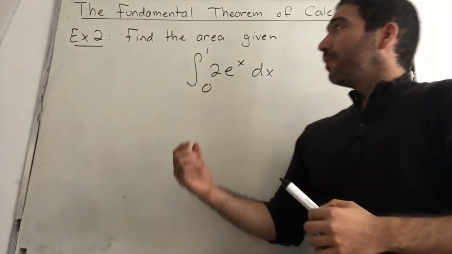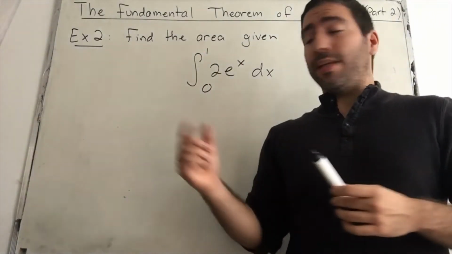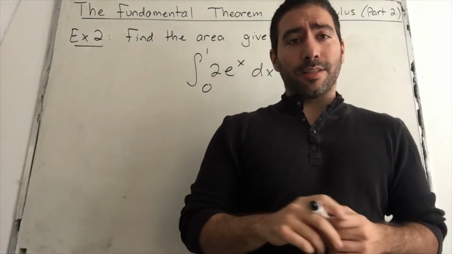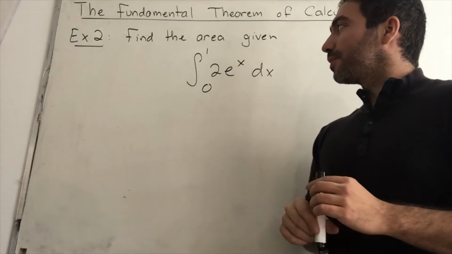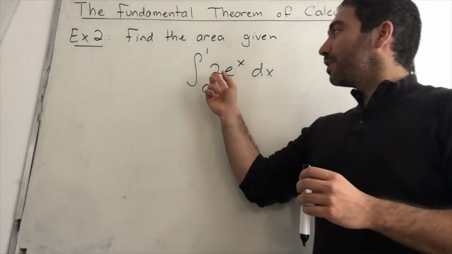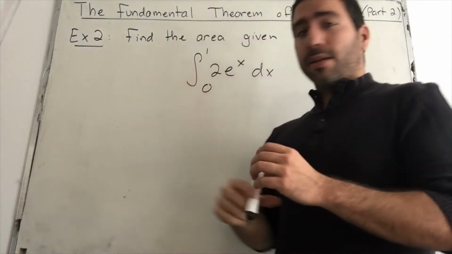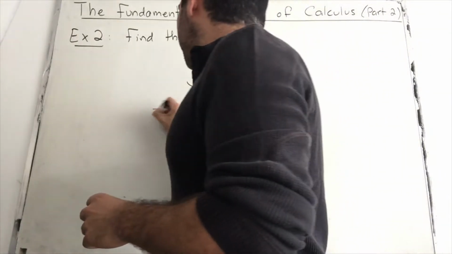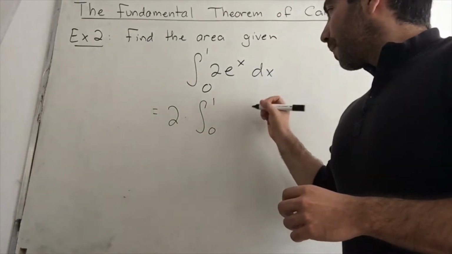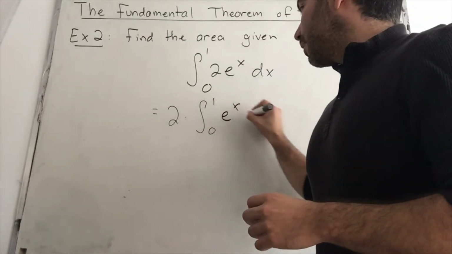So in our next example over here, example 2, it says to find the area given the integral from 0 to 1 of 2 times e to the x dx. Let's go ahead and solve this together. So the first thing I noticed is that we have a 2 in front. We know if there's a constant in front of the function, we could pull it out. So we could write this as 2 times the integral from 0 to 1 of just e to the x dx.